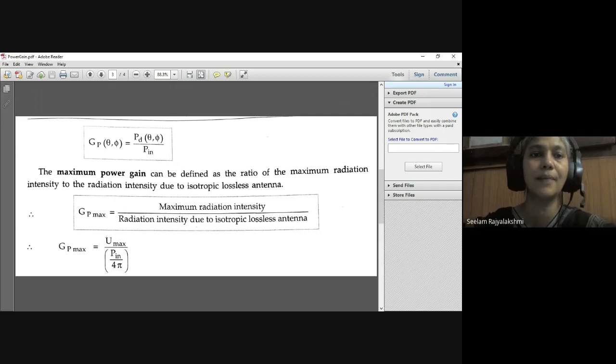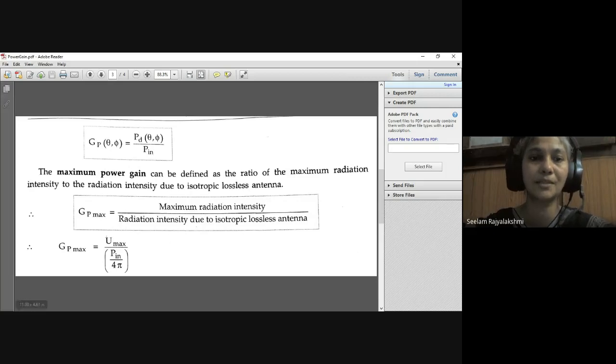Here the maximum power gain can be defined as the ratio of the maximum radiation intensity to the radiation intensity due to the isotropic lossless antenna. That means the maximum power gain Gp maximum is equal to the maximum radiation intensity divided by the radiation intensity due to the isotropic lossless antenna.